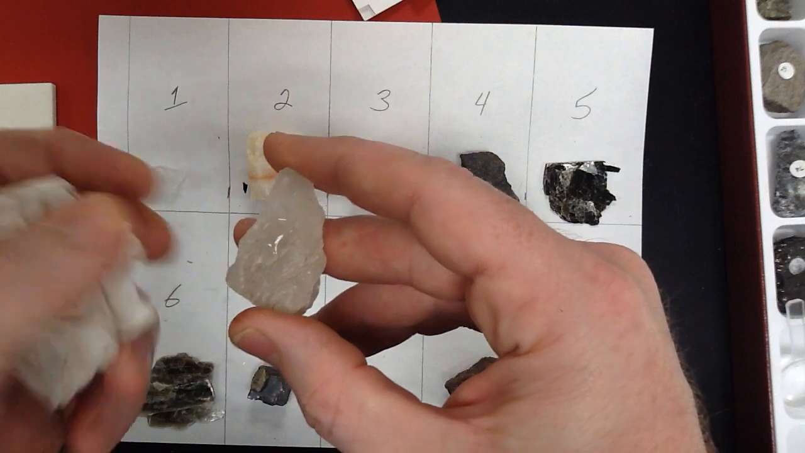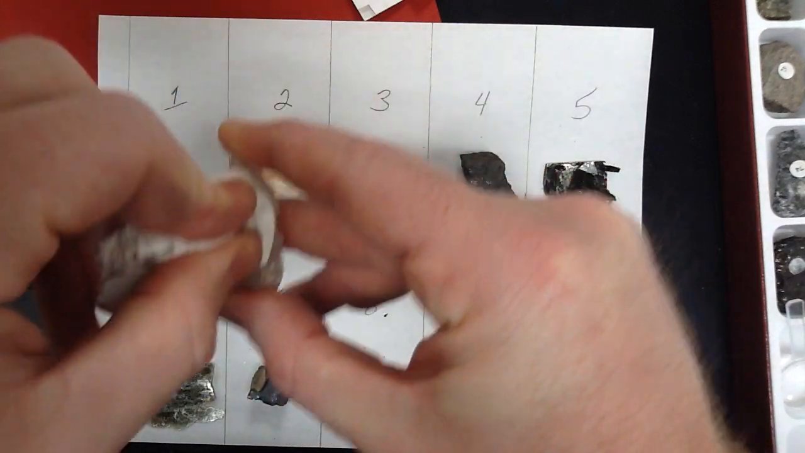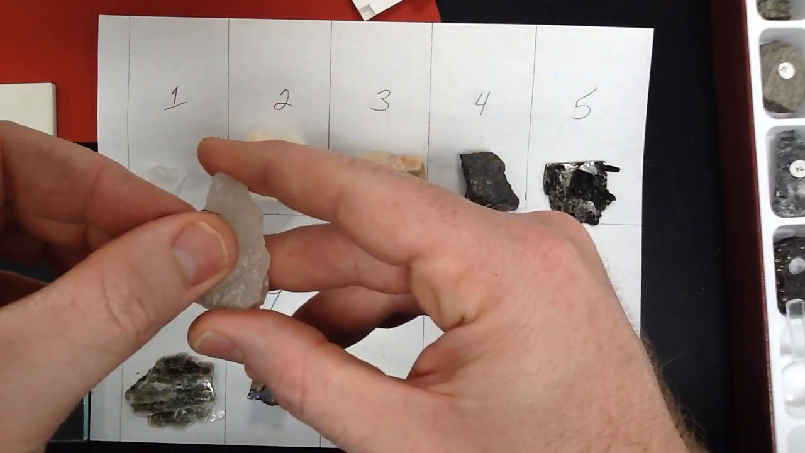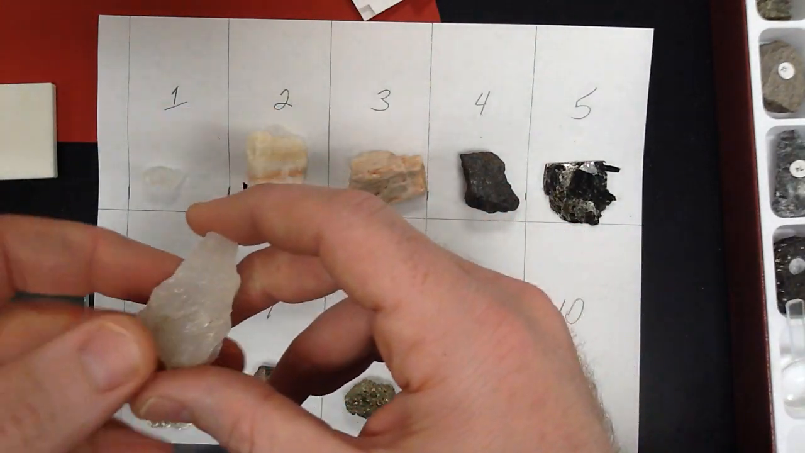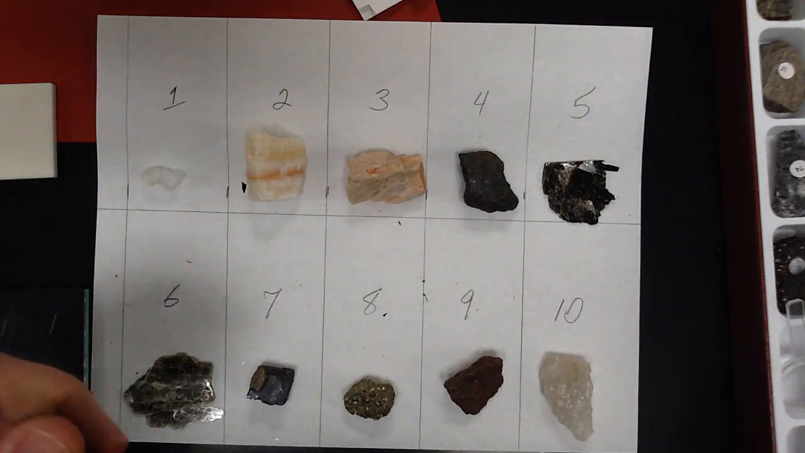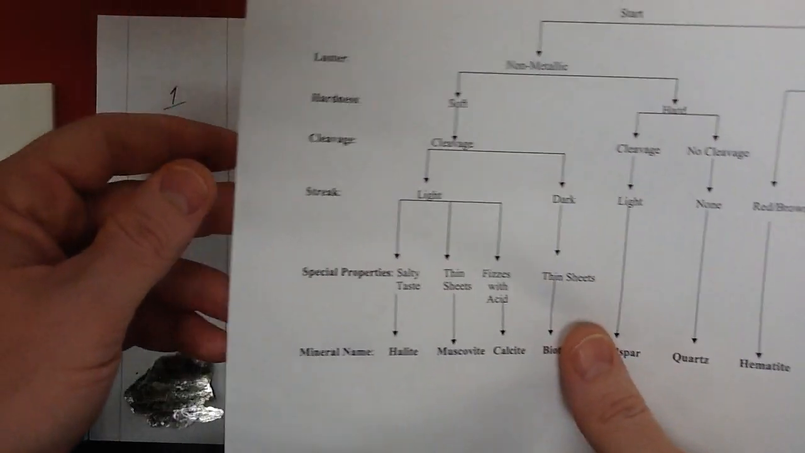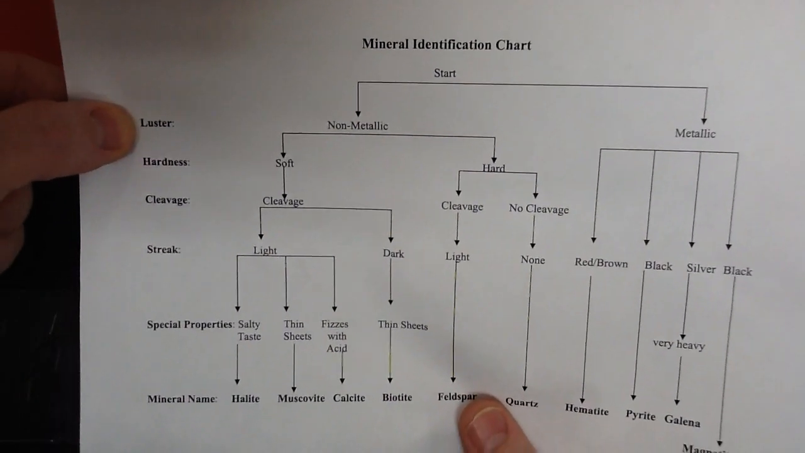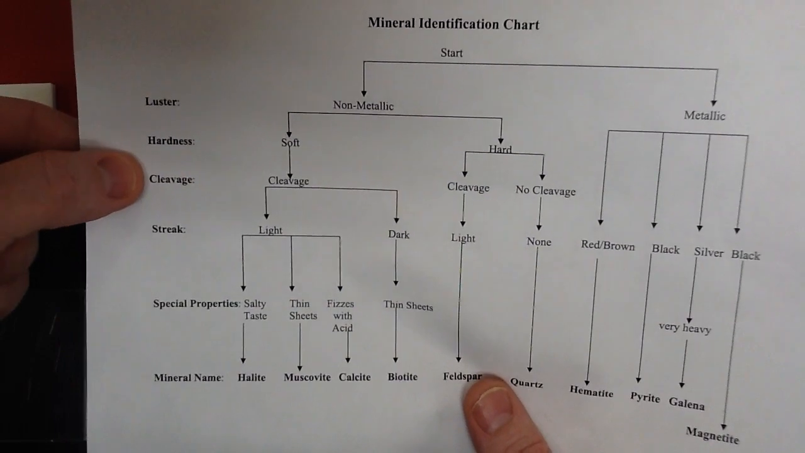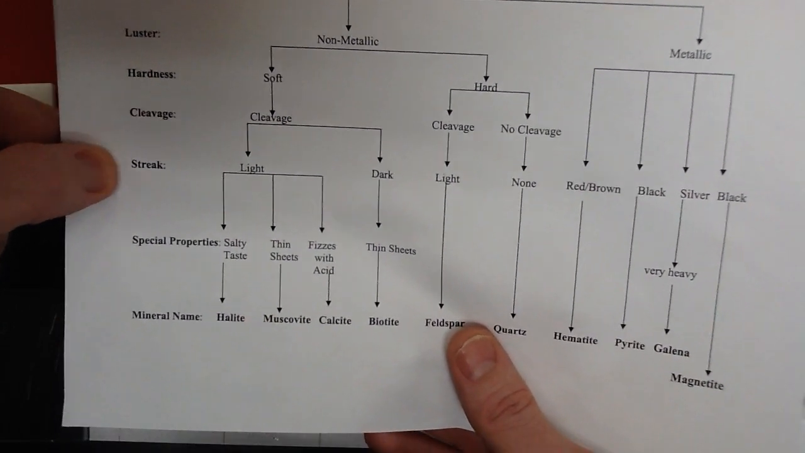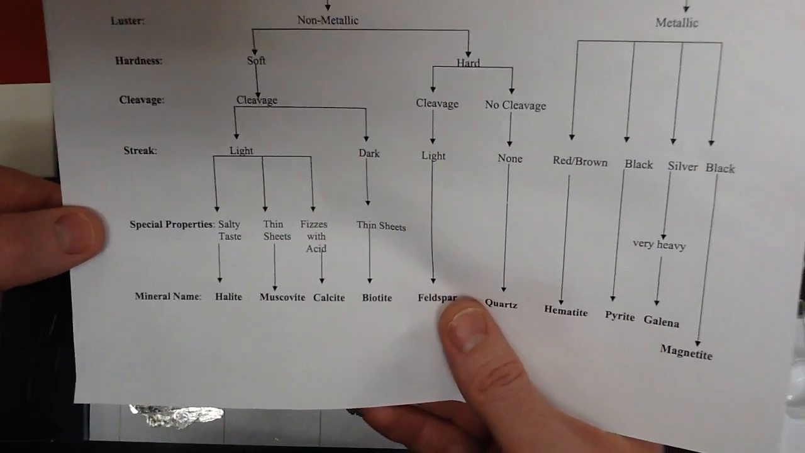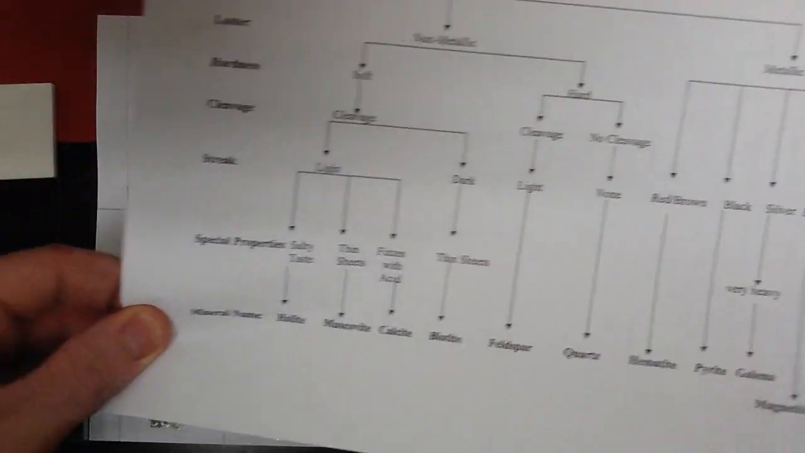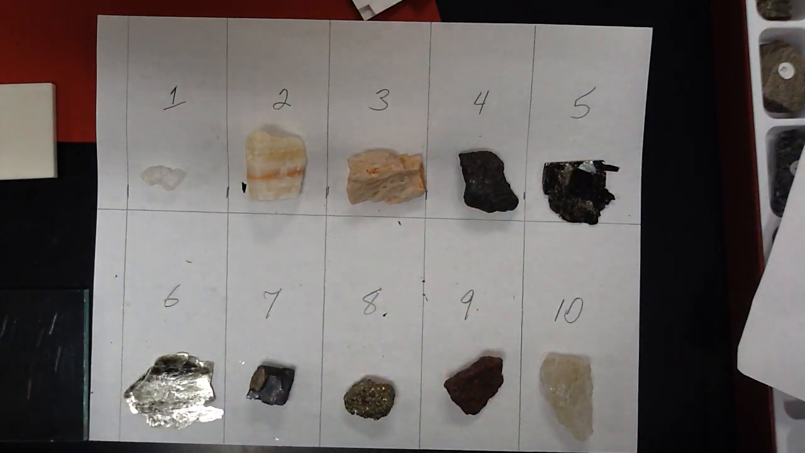Does not fizz with acid, so you have no bubbling going on. And obviously this one does not have any magnetics to it or anything. So I think I've gone over all the different properties for each of these samples. You should now know whether it has a metallic or non-metallic luster, what the hardness is, whether it has cleavage or not, what color the streak is, if there were any special properties, and then hopefully that will lead you to the name. So make sure that you're using all the information available to you.